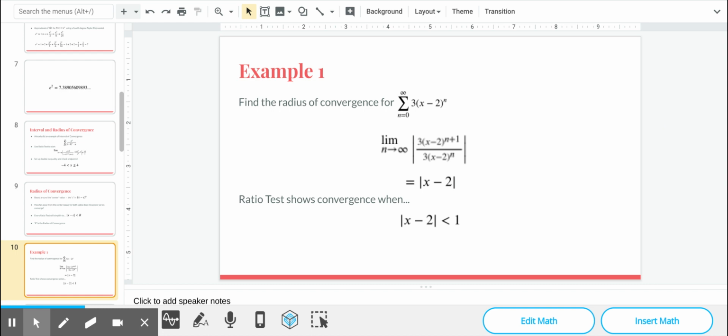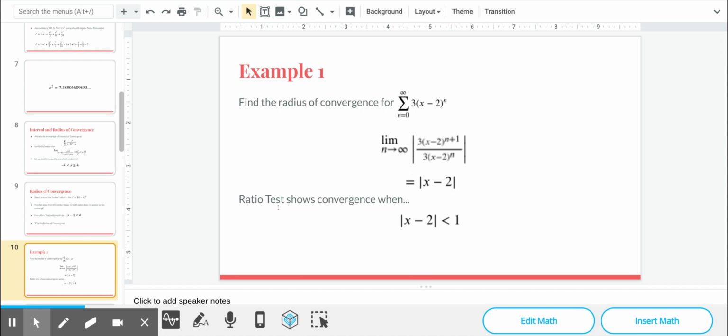What's interesting here is that, and this does not happen every time, when I get through my first steps of my ratio test, there actually aren't any n's left. There's no other n except for the exponent in this example. And so there's no n to actually take to infinity. So I'm going to get rid of my limit at that point because there are no n's. So I just have the absolute value of x minus 2.